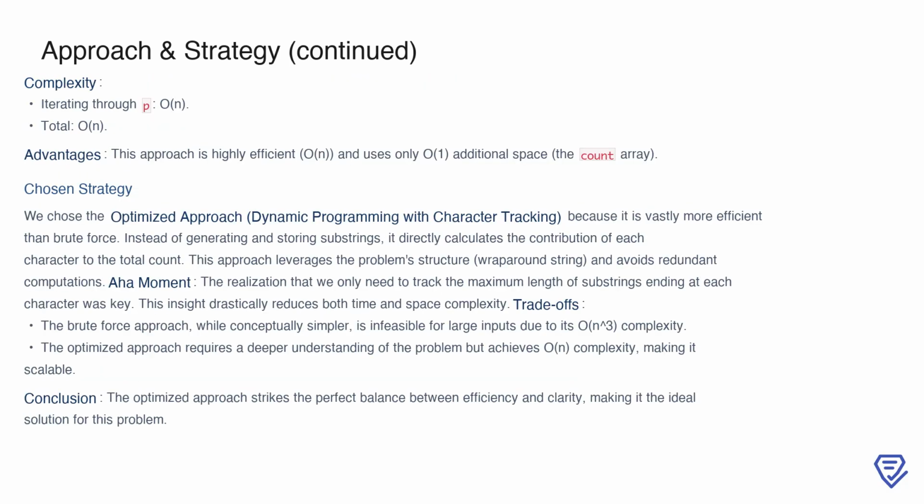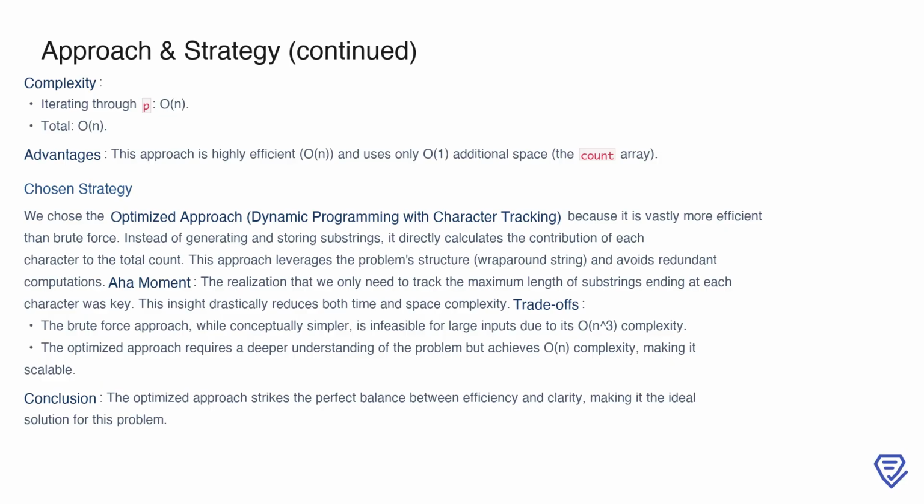This optimized approach has a time complexity of O(n), as we only need to iterate through the string p once. Additionally, it uses only O(1) extra space, since the count array has a fixed size of 26 regardless of the input length. This makes the solution highly efficient and scalable. We chose this approach because it significantly outperforms the brute force method, both in terms of time and space complexity. Instead of generating and storing substrings, it directly calculates the contribution of each character to the total count, leveraging the wraparound structure of the problem.